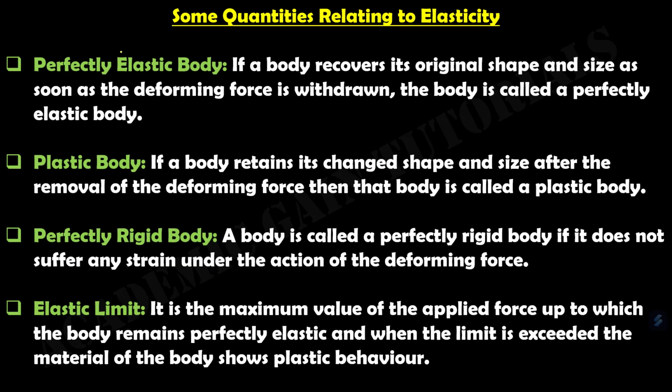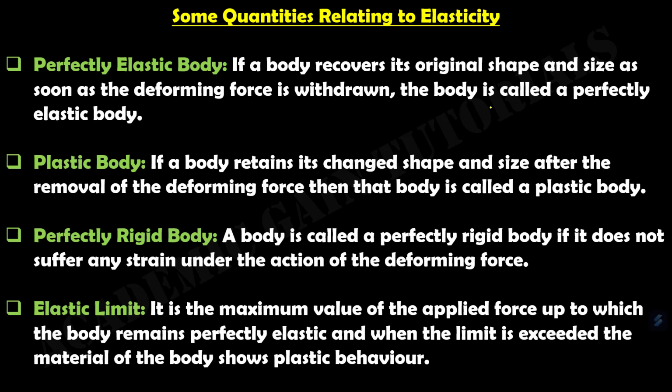Now coming to the next part, some quantities relating to elasticity. We have to know some terms about elasticity. So first term is perfectly elastic body. So what is a perfectly elastic body? It says that if a body recovers its original shape and size as soon as the deforming force is withdrawn, the body is called a perfectly elastic body. So when we withdraw the force, it recovers its original shape and size. If that happens, then we say this body is known as a perfectly elastic body.